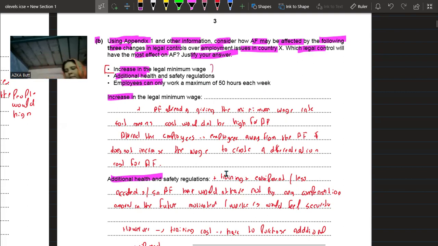And the second one is additional health and safety regulations. Maybe you remember in the case study that we have to purchase some more equipment to provide safety and health facilities to our employees. It would be beneficial, because there would be no more accidents, and people will feel safer. It is beneficial for motivation. If motivation is there, productivity is there, and output increases. Okay, these kinds of things.